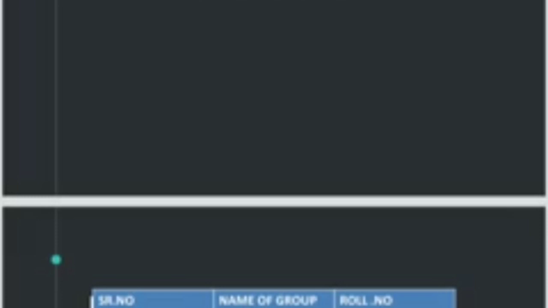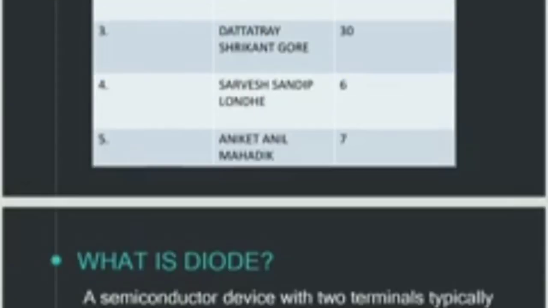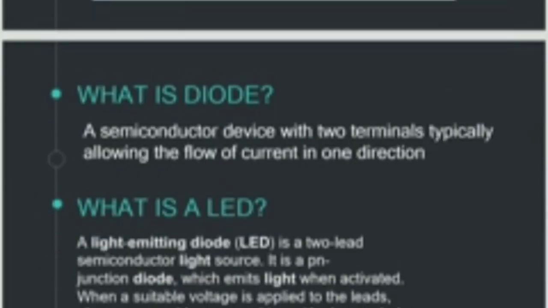Our topic is LED display. In that we have to study what is a diode. A diode is a semiconductor device with two terminals, typically allowing the flow of current in one direction. Then we will see what is an LED.